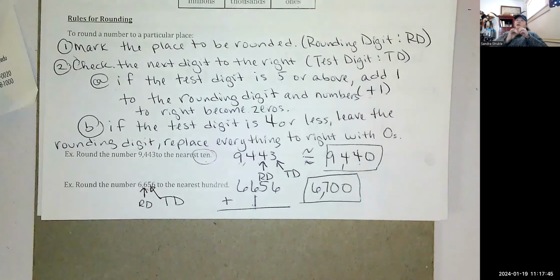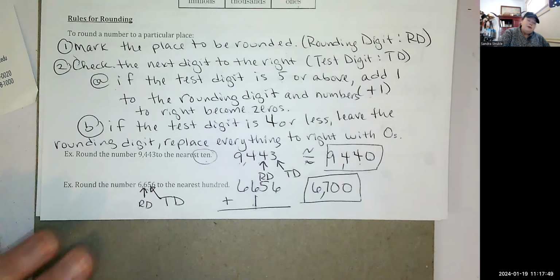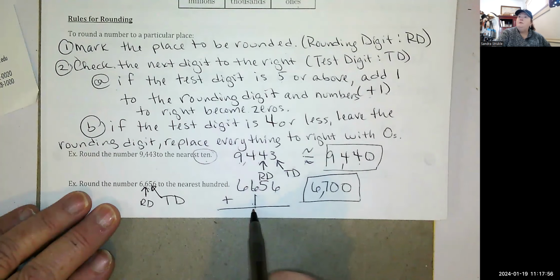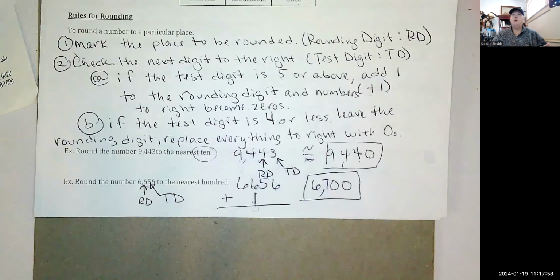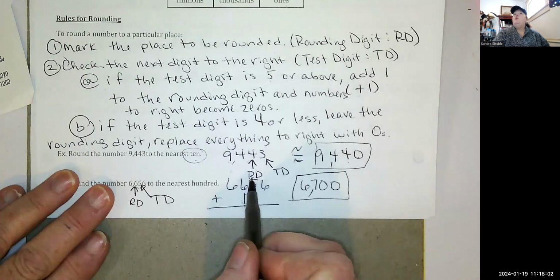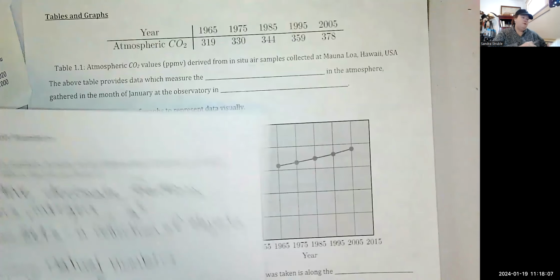Okay, the reason I do plus 1 instead of increase by 1 is because when this becomes a 9, students forget that 9 plus 1 would become 10 and they get confused, and I don't want that to happen for you. So please just add 1 to your rounding digit whenever your test digit is 5 or greater. All right. One more piece on this.